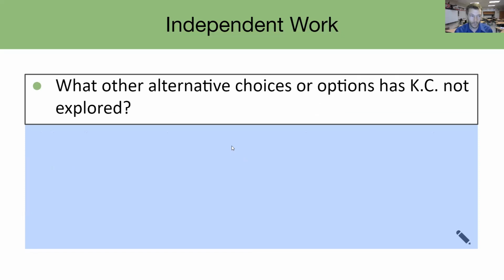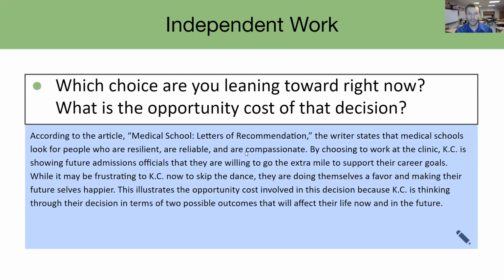Considering that matrix, what are other alternative choices or options that Casey has not explored? And then really making a decision. So in the next 2 slides, I'm presenting you 2 possible options based on 2 of the articles that were in the annotated bibliography. So if you want to take a moment and pause and read through each response, that would be great. You can see in the first slide, the response is suggesting that Casey should skip the dance and that it will help them think through the outcomes for their life now and their life in the future.